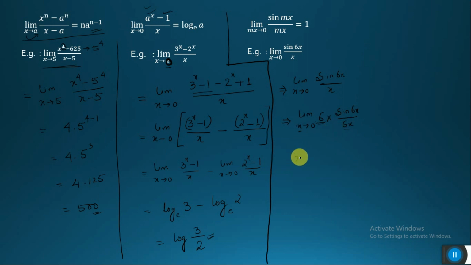Okay, so if x is tending to 0 and I multiply 6 on both sides, then 6x will tend to 6 into 0. So 6x also tends to 0. So x is tending to 0, 6x is also tending to 0, so no problem in writing 6x here. Clear? So I will write limit. You can do just two lines, this one and this one. This one is to make you understand.